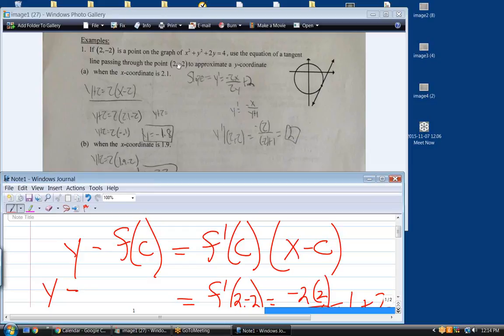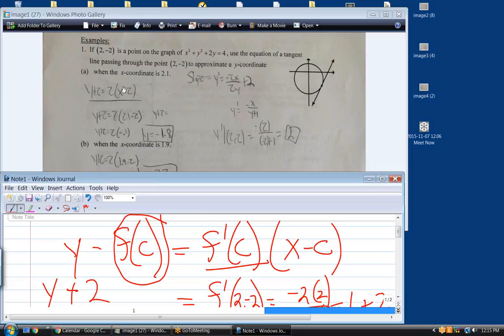Sorry about that. Okay. And my original equation said y minus the function evaluated at the x-coordinate. Well, the function evaluated at 2 is minus 2. Therefore, I end up with y minus a minus 2. So I end up with y plus 2. And that's how you get this y plus 2. Okay? And it's equal to the first derivative evaluated at 2, which is 2. That's where I get that 2. Times x minus the x-coordinate, which is 2. So that's how I get this.